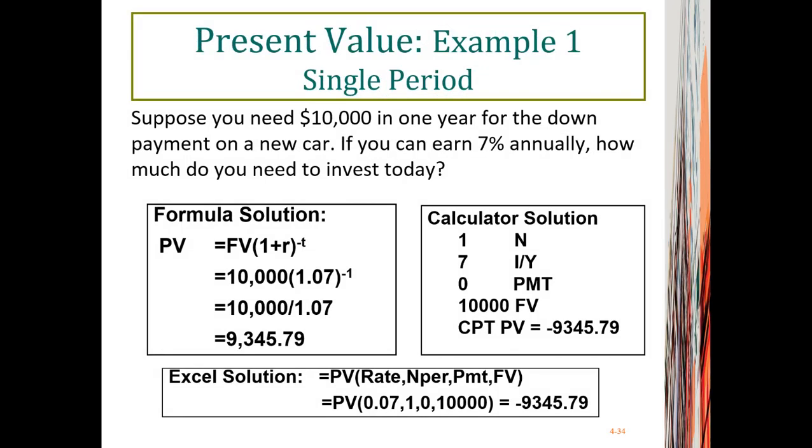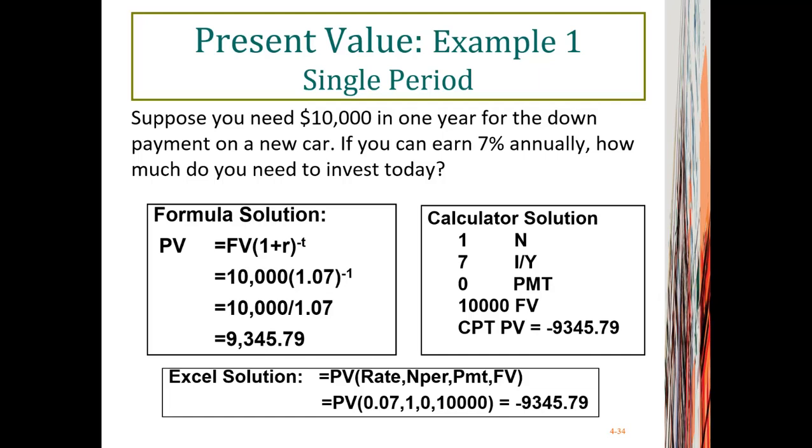Let's take a look at another example. Suppose you need $10,000 in 1 year for the down payment on a new car. If you can earn 7% annually, how much do you need to invest today? This is a typical question for PV. The future value is $10,000, and you're going to discount this value by using 7% as the discount rate. The number of time periods is 1 because there's 1 year.